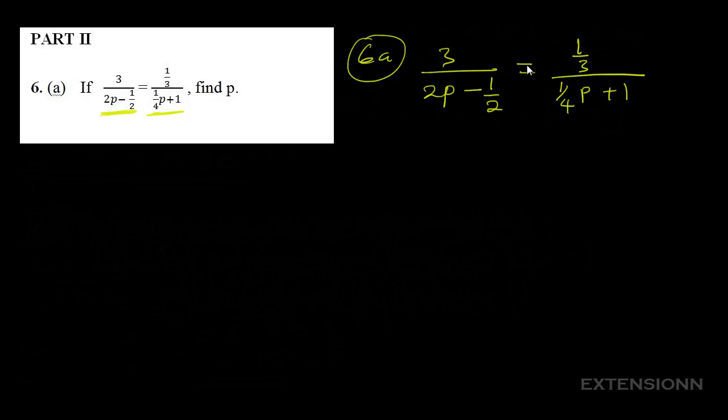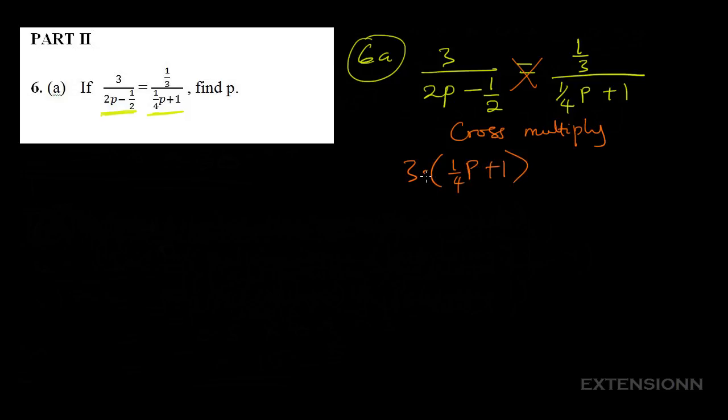So what we'll do here is something very cool. We'll just cross multiply because this is a fraction. This is the numerator 3, then the denominator is 2p minus 1 over 2. Then this is the numerator and this is also the denominator. So we'll just cross multiply. The denominator here goes to the numerator 3. So you'll have 3 times 1 all over 4p plus 1.